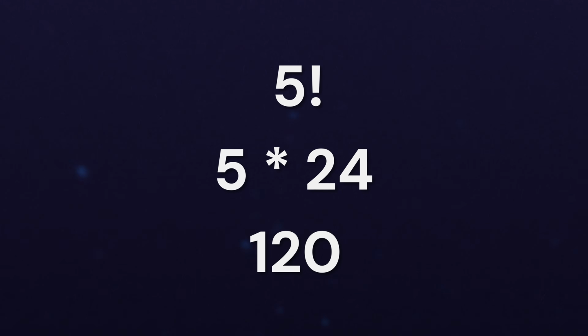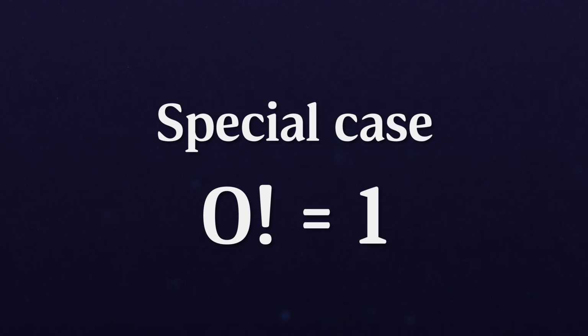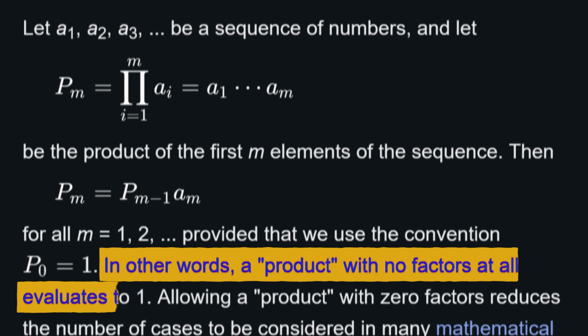We already did all the other ones. So 5 factorial is 120. Now, there's also a special case. 0 factorial is equal to 1. It makes a bunch of math work out nicely, so that's just how it works.